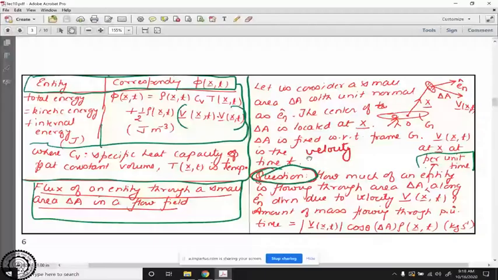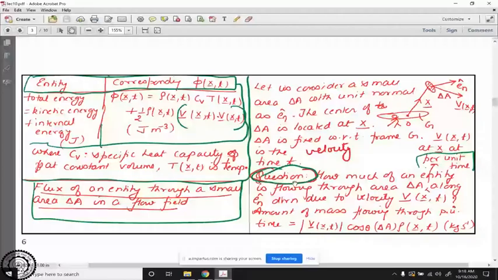Vxt is the velocity at x at time t. Since Vxt represents the Eulerian velocity field, you go to any point x, you will have a particular direction and magnitude of velocity there. So that is being represented as Vxt. Okay, so I want to ask a question here.